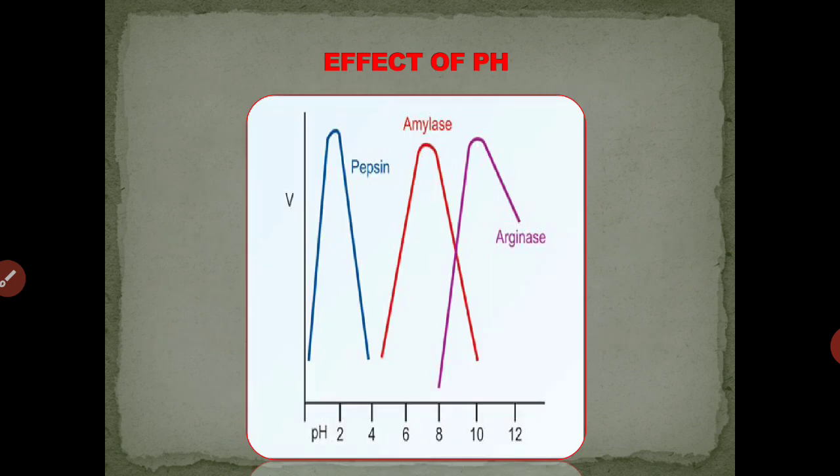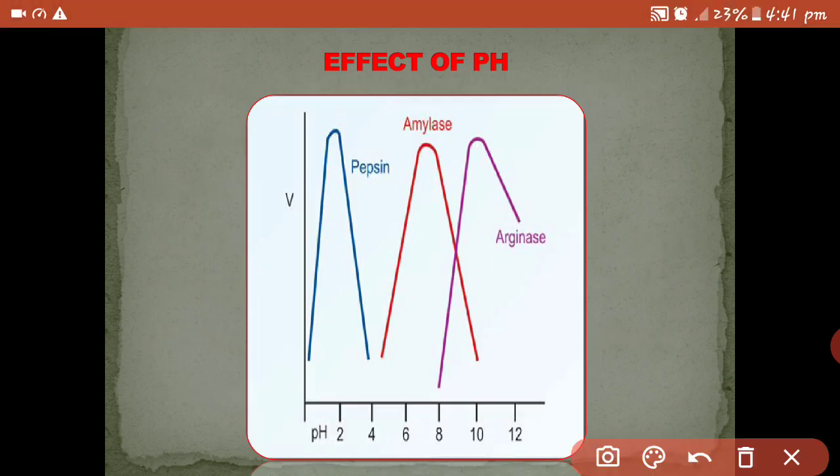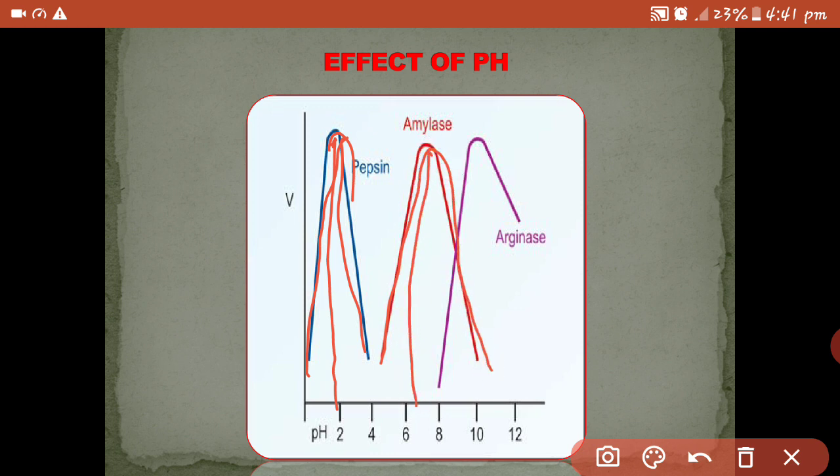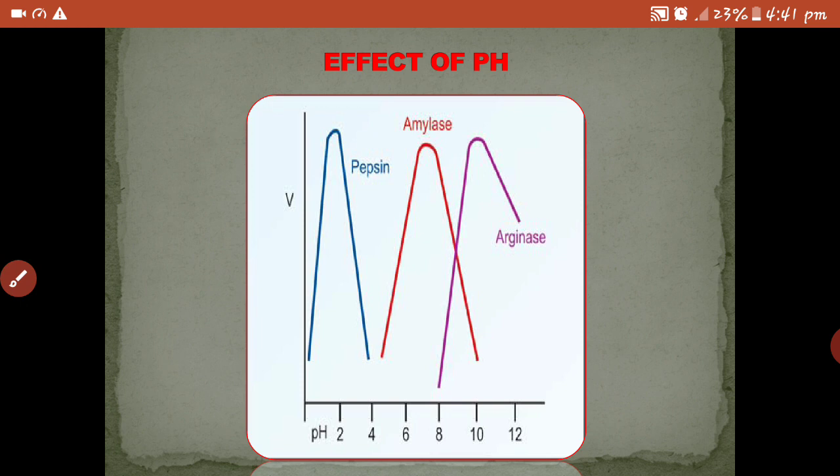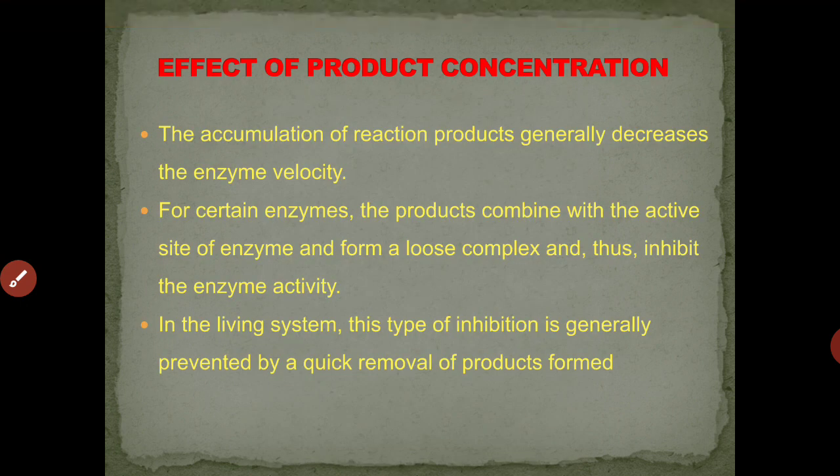So here you can see pepsin activity is high between pH 1 to 2, whereas acid phosphatase or amylase are active between this pH range where you can see here, and arginase is active between pH 8 to 9. So this is how, at the optimum pH, the activity will be maximum.